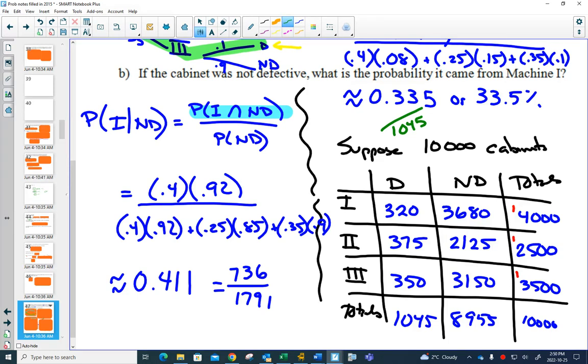Then what's the probability? If I know it was defective, what's the probability it came from machine 3? Well, how many defective ones were in machine 3? 350 out of those 1,045. You type that fraction into your calculator, you will get exactly 0.335.